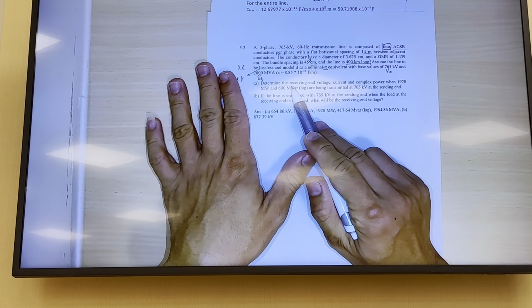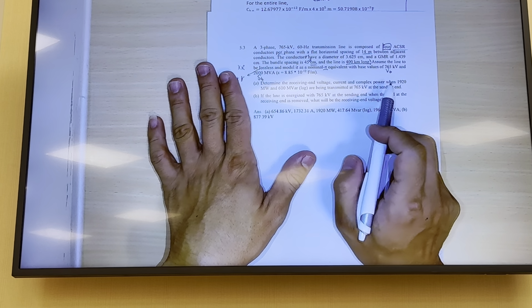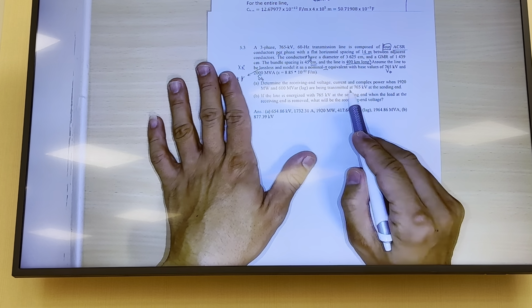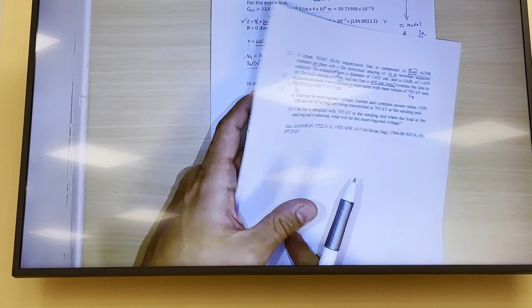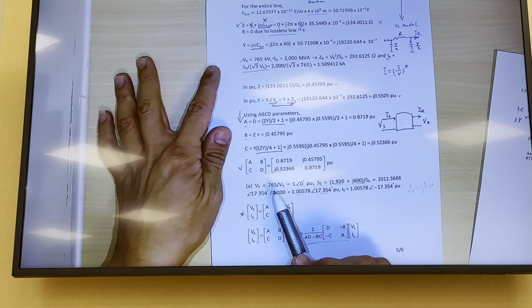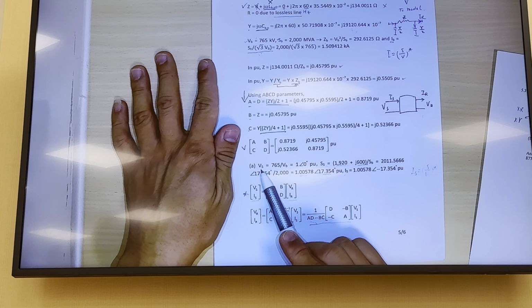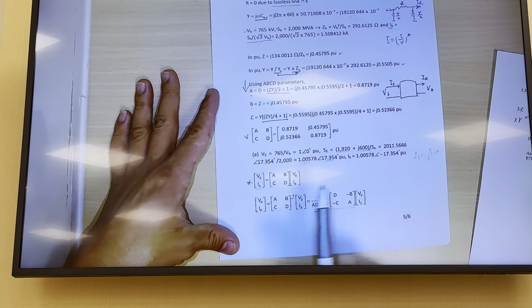So here, determine the receiving end voltage, and so on. If these values are being transmitted, that means this will be your input, right? Once again, these values are all in real values. So we convert these real values into per unit values again. This is your V, this is your S, and this is your current, so everything becomes a per unit value.